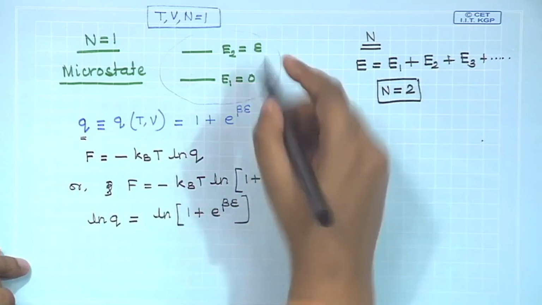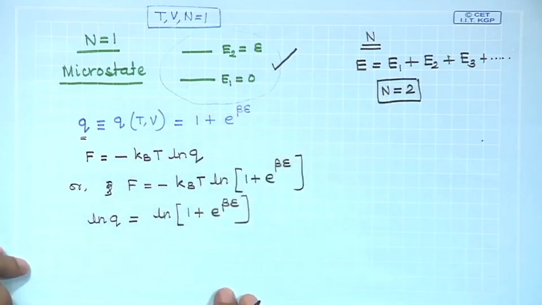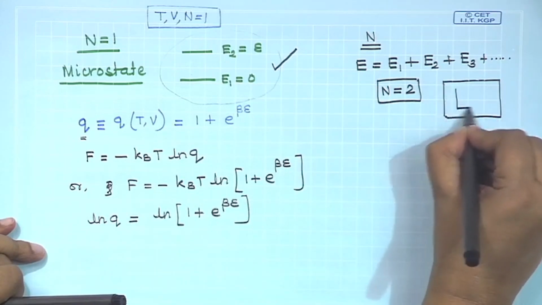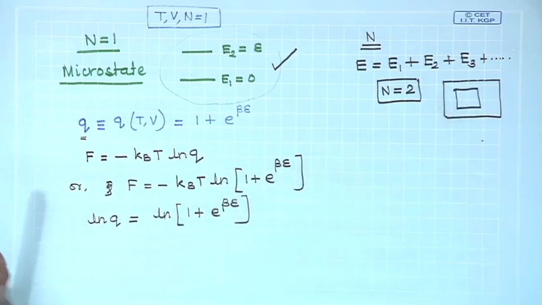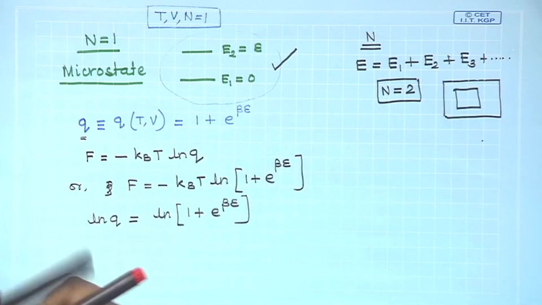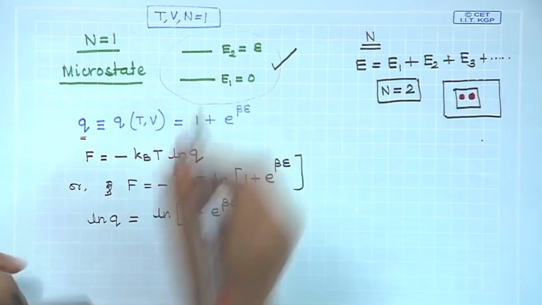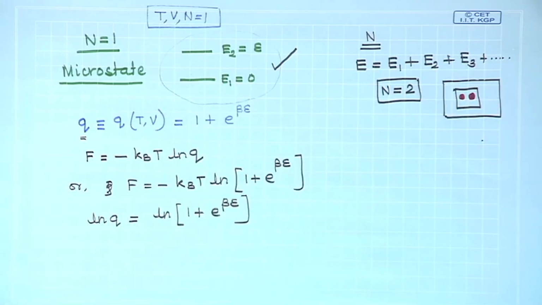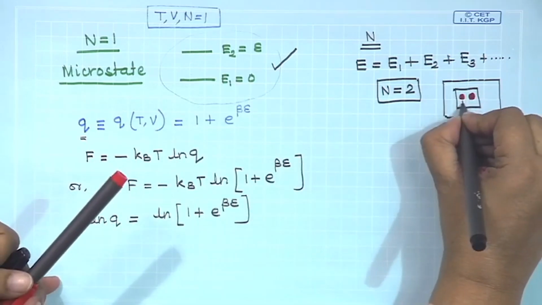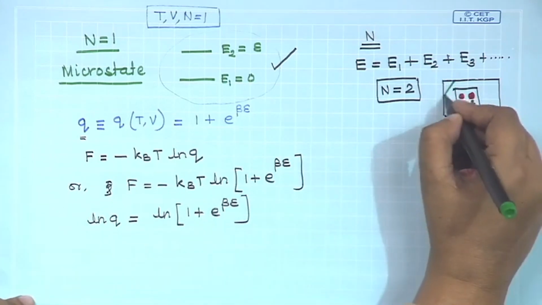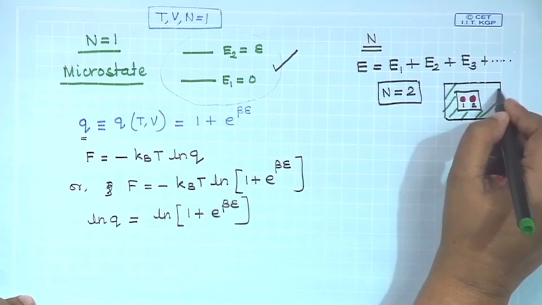For each particle, the microstate is given like this. I have taken these two particles in the setup of a canonical ensemble, that is, my system is comprised of two such particles whose microstates are given by this two-state system. This is particle 1 and this is particle 2. They are present in a system and in equilibrium with the thermal reservoir.